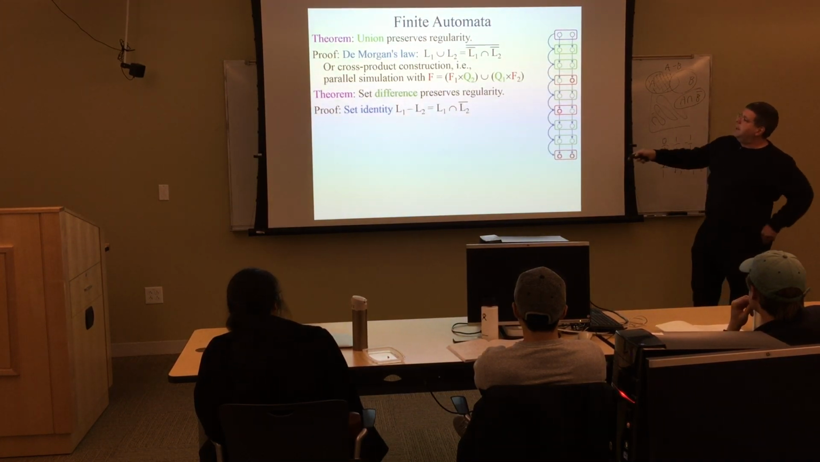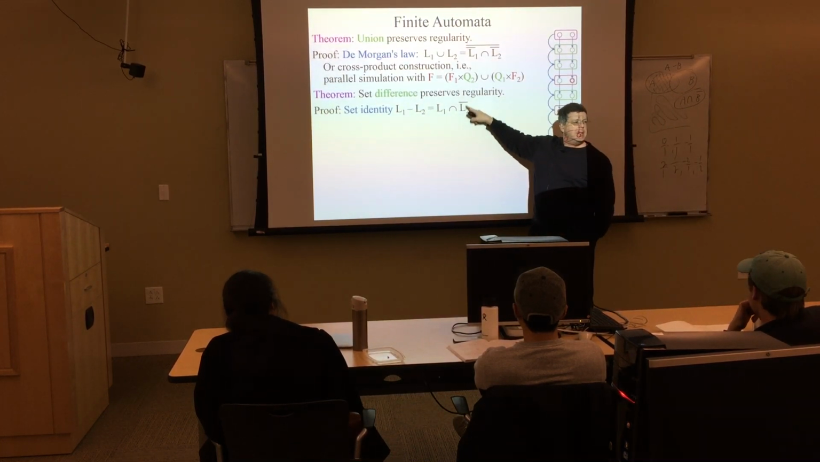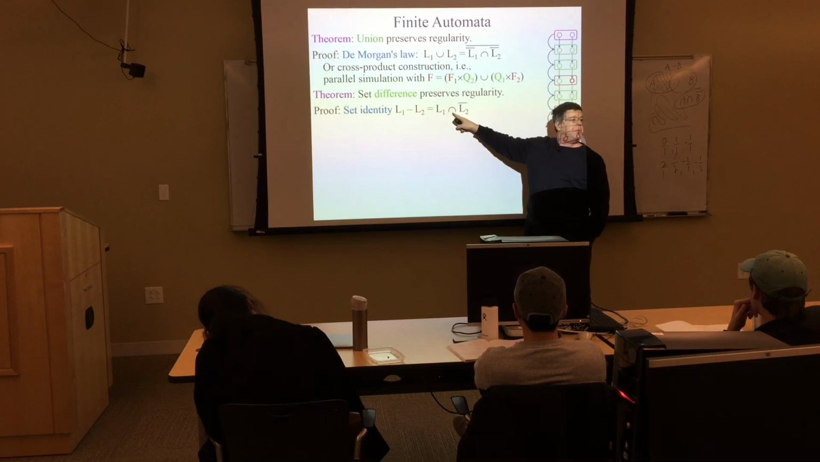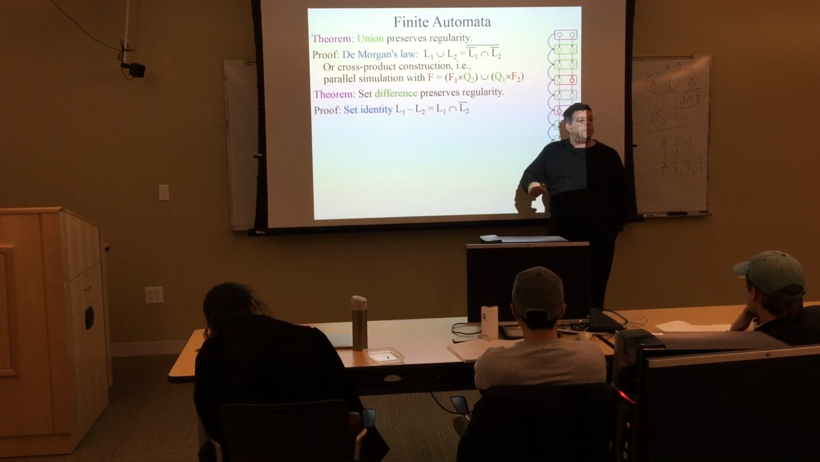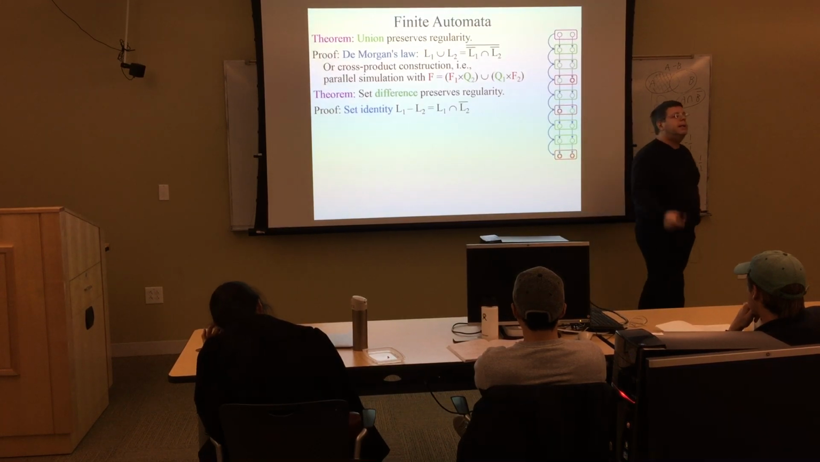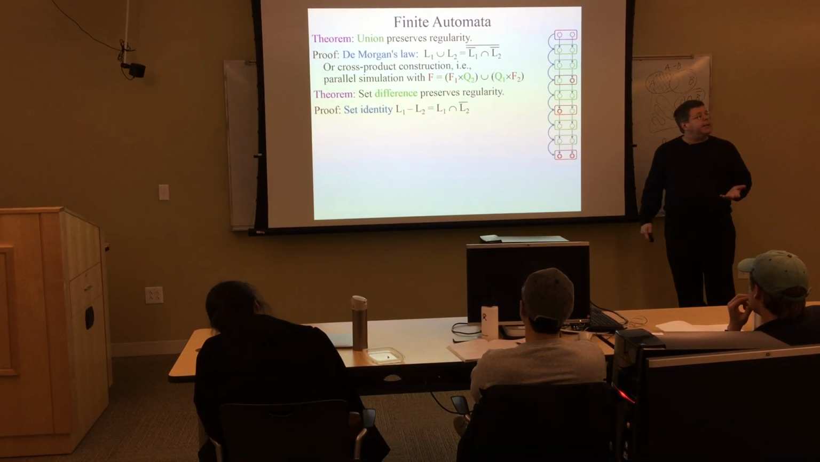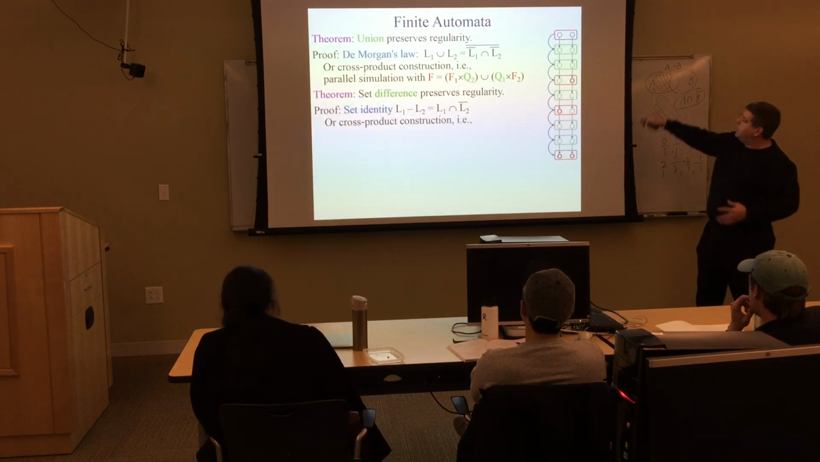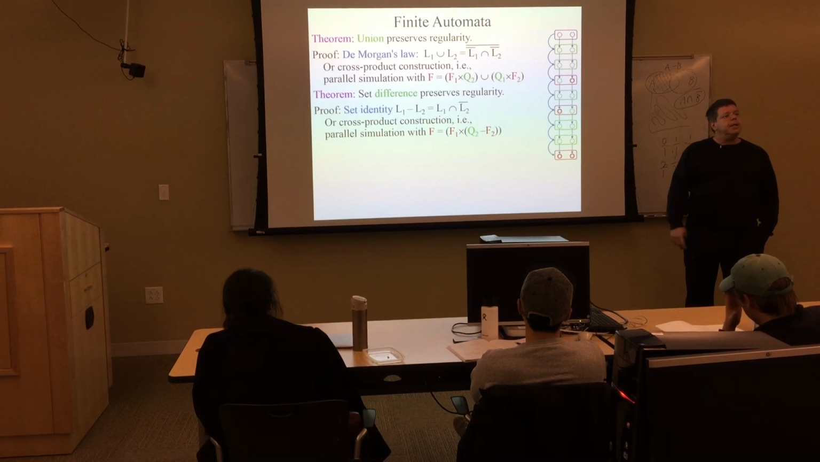So there's a set identity, and now we know that complementation preserves regularity and intersection preserves regularity, and that's why difference preserves regularity too, because it's a composition of these other two operators. How many understand that proof? So it's proof by set identity. We don't have to go hardcore with the cross-product construction again and argue from scratch, right?